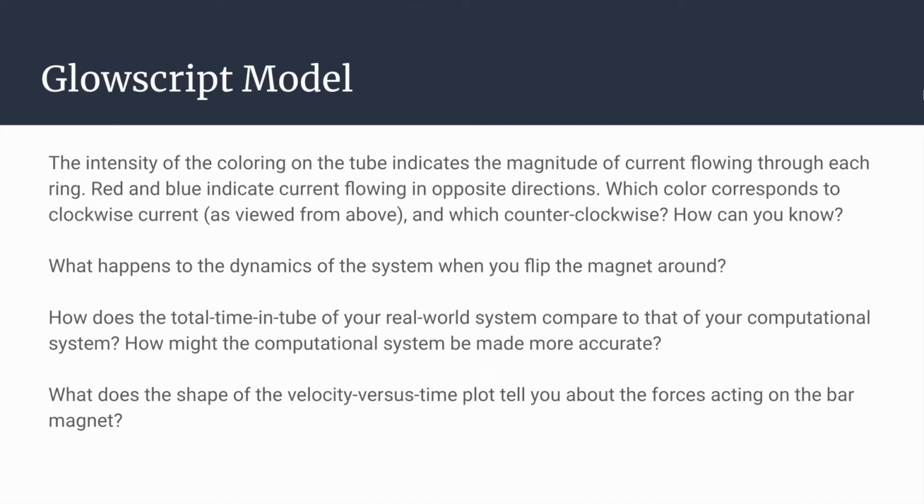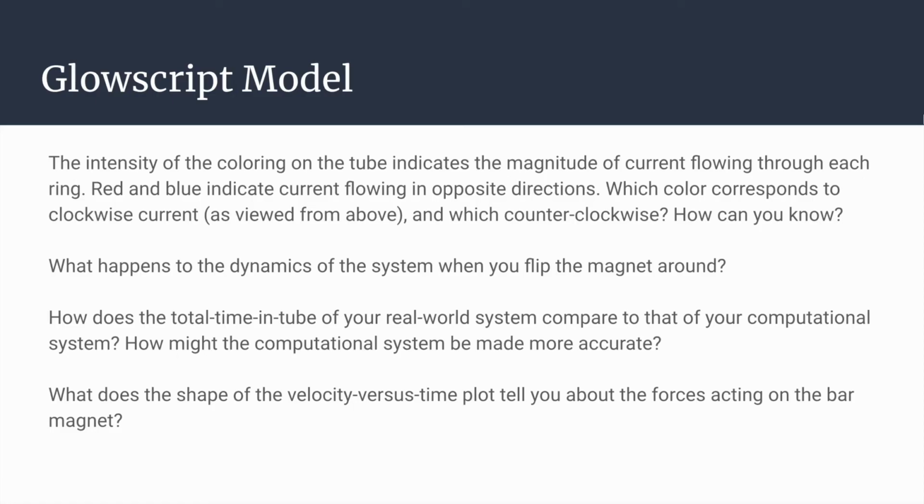How does the total time in the tube of your real-world system compare to that of the computational model? How might the computational system be made more accurate? They were both relatively close when I used the second mu value, 4.5. It could be made more accurate by either splitting the tube into more rings or by re-evaluating the magnetic dipole moment of the magnet and finding it again through experimental means in a more accurate manner.